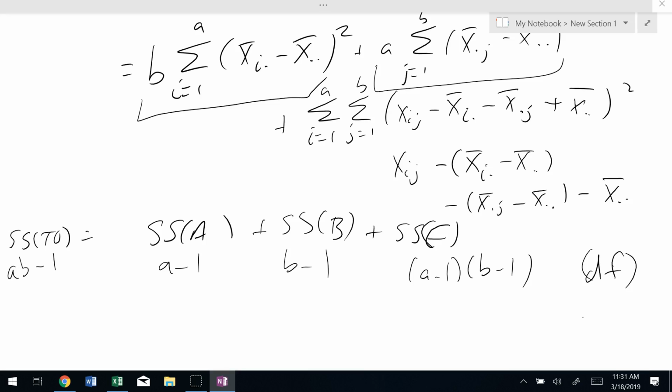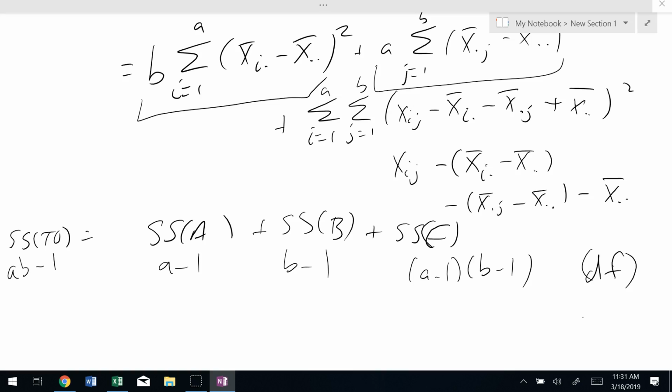Remember it's the same argument we had before. Each individual piece is chi-squared except for the last one. So it also has to be chi-squared if it fits that quadratic form idea that was the theorem. Right? And then the degrees of freedom have to match when you add them up. So if you do the algebra, that last degree of freedom has to be A minus 1 times B minus 1.